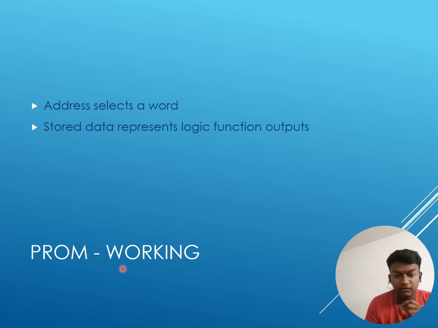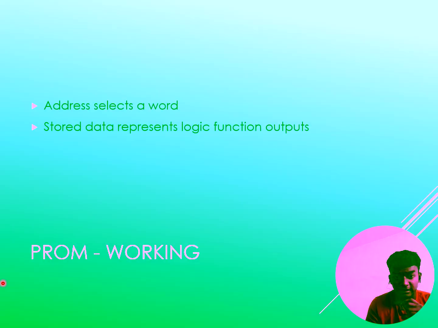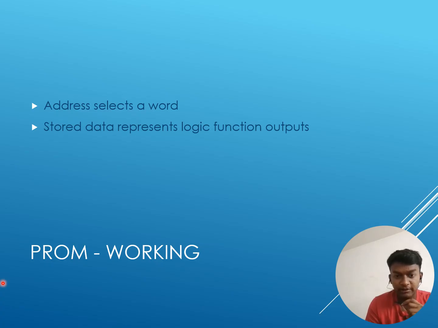So the working of PROM. The address selects a word and stored data represents logic function outputs. PROM gives outputs by using the input bits as an address to look up a stored value in its memory cells. For each address, the corresponding pre-programmed output is fetched and sent to the output lines. We are already familiar with the working of a decoder, and it is the same as the decoder.